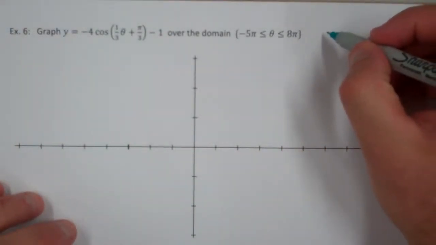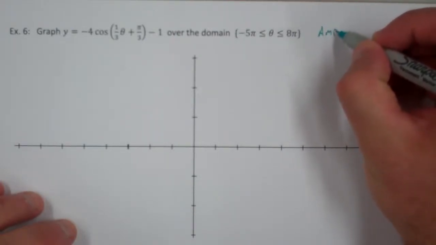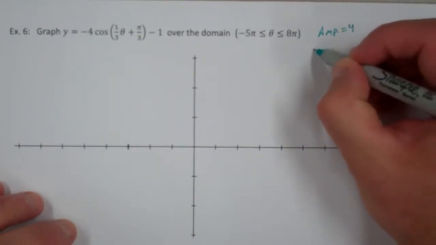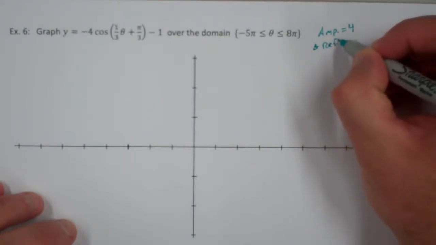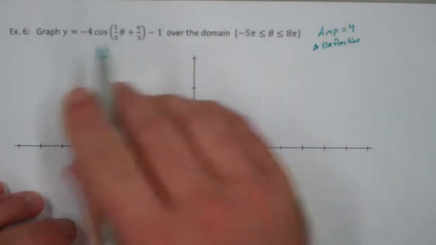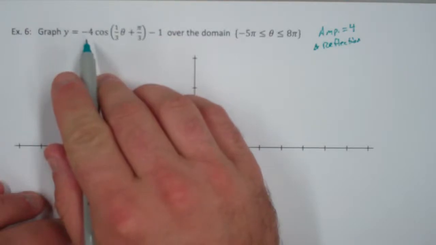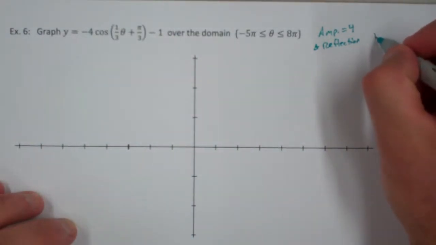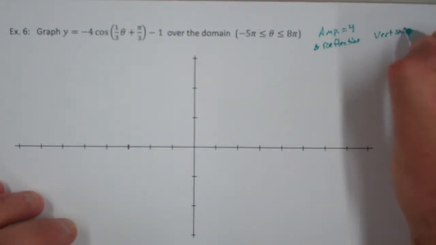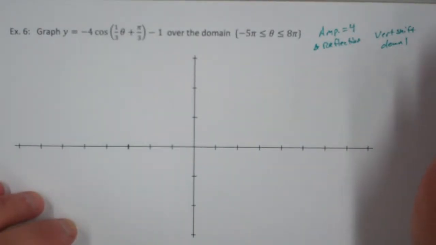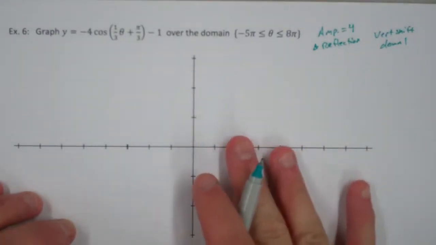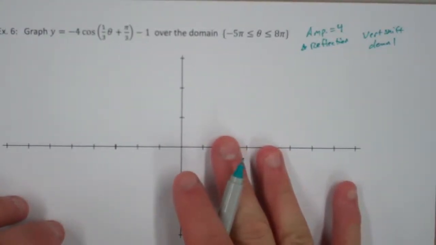So I'm going to try to write this over here on the top. The amplitude is 4 and there is a reflection. We can see that over here. This piece of the equation is the amplitude. Vertical shift is down 1. So we'll go vert shift down 1. And then also, slide this to the right here, maybe you can see that a little better.